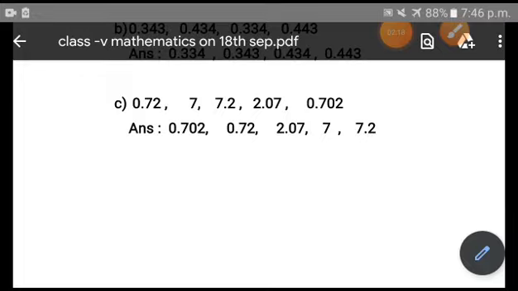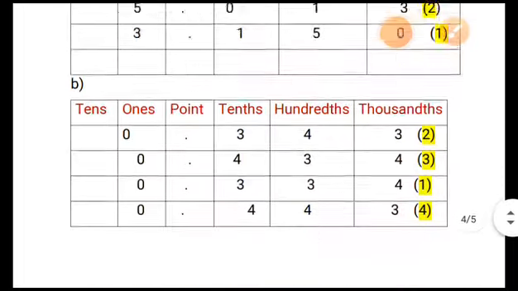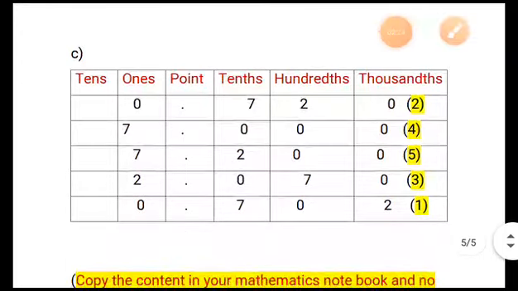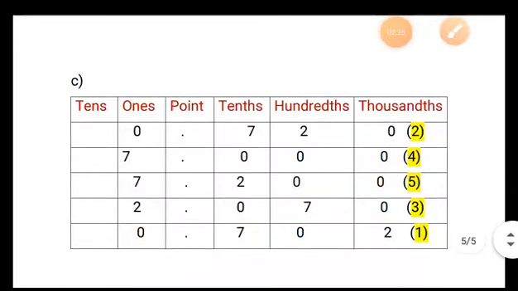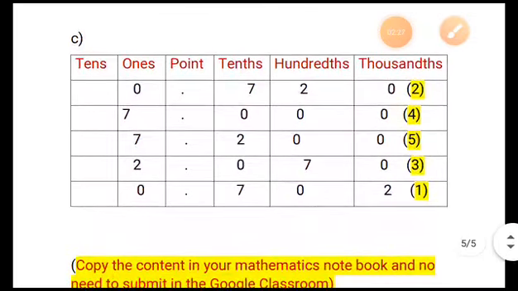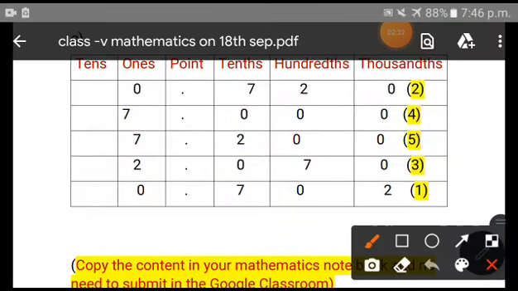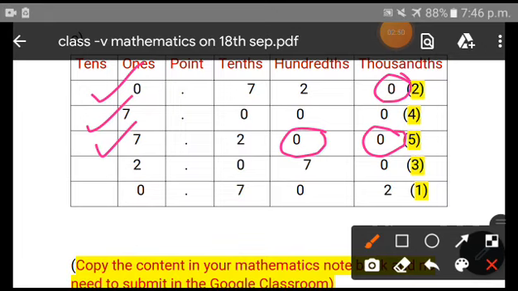For this one also we are going to look at the place value table. At first you are going to write all the numbers in their appropriate places. 0.720, next 7.000, next 7.200. Now children, you can bring this 0 for your convenience, okay? You are writing this 0 for your own convenience.